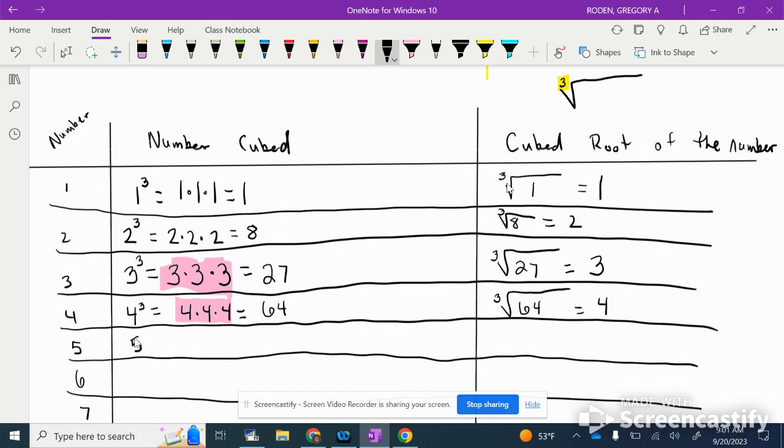Keep going. We have 5 cubed. 5 to the third power. 5 to the third power is 5 times 5 times 5. 5 times 5 times 5 is, let's see here, if I can do this in my head right. 5 times 5 is 25. 25 times 5 is 125. Am I right there, Mrs. Galler?